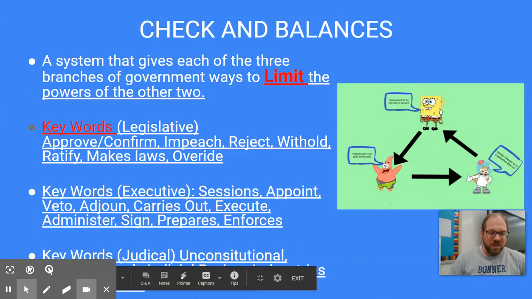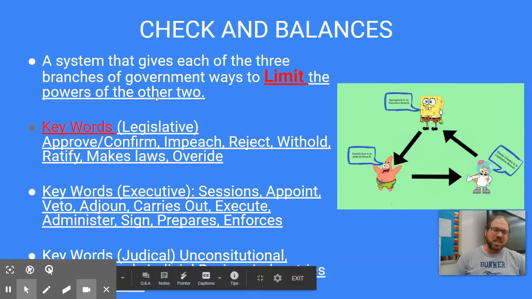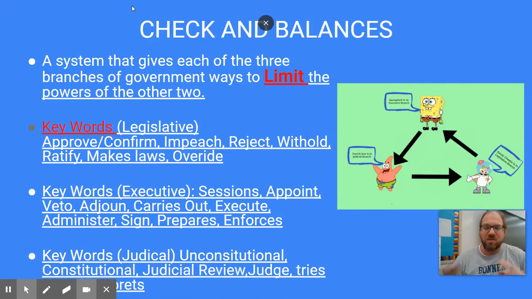You do not have to write this slide. This is something that we did in the past, all right? But I do want to go over checks and balances, the definition, and your keywords again. Checks and balances is a system that gives each of the three branches of government ways to limit the power of the other two branches. This was to make sure that one branch didn't become too powerful, abuse their power, and take away the rights of the citizens. So let's look at the keywords.